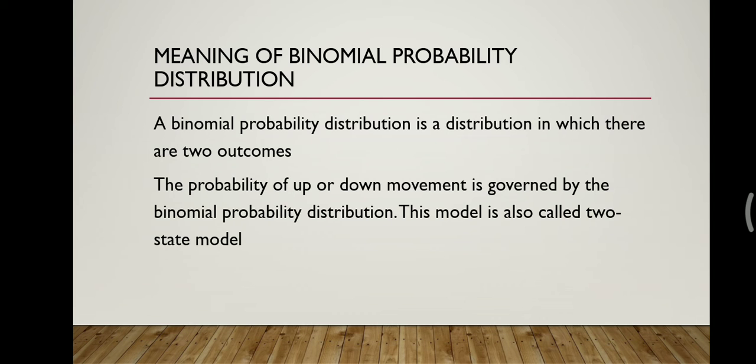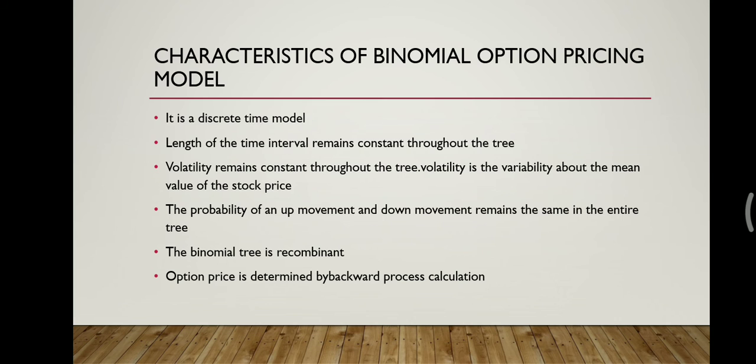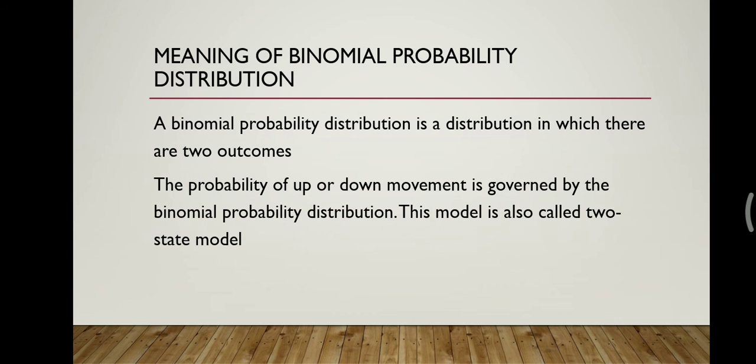Before going to the binomial option pricing model, we have to discuss what a binomial tree is. This is a two-period binomial tree. We can see that the stock price changes two times. The tree is called binomial because the spot price at every node can either move up or down.